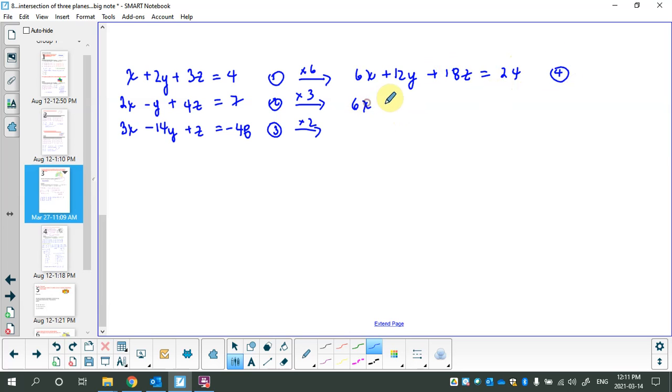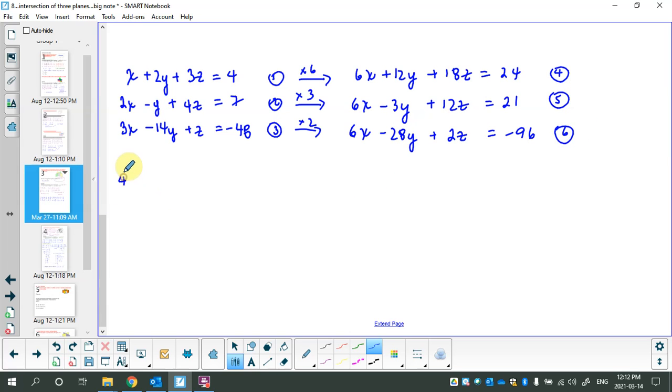And 6x minus 3y plus 12z equals 21. And finally, times 2, 6x minus 28y plus 2z equals negative 96. And just like before, I'm going to do 4 minus 5 because they're stacked, and 5 minus 6 because they're stacked. So that way my eye doesn't have to jump over anything.